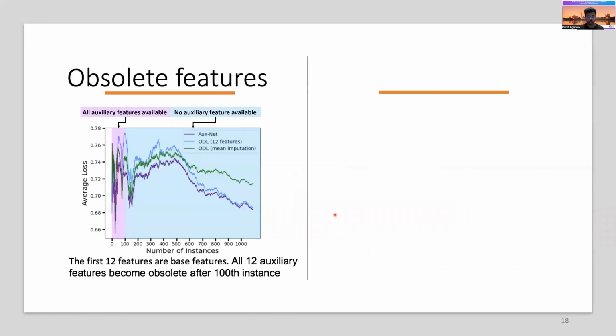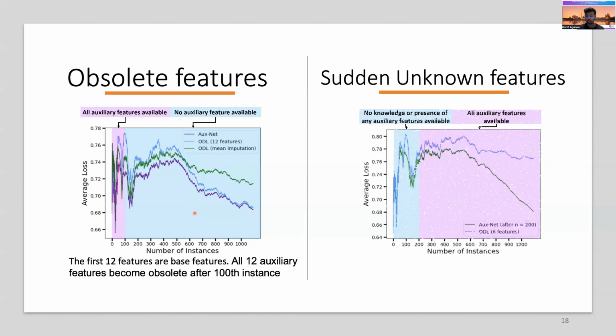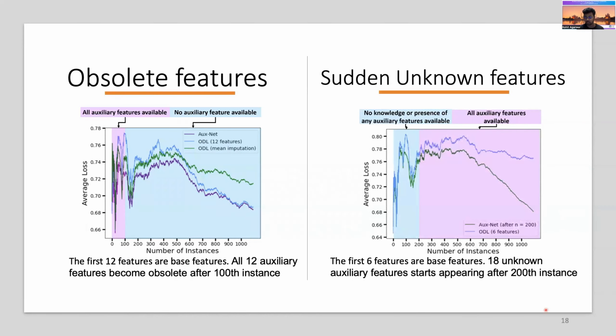Obsolete features. Here, the first 12 features are base features, and the next 12 features become obsolete after 100 instances. We compared Aux-Net with ODL with 12 features and ODL with mean imputation. Since we have a prior, we can do the imputation. In this, we can see that Aux-Net performs better than ODL and imputation. In the case of certain unknown features, the first 6 features are considered base features, and the next 18 features are considered auxiliary features, which start appearing after 200 instances. Since there is no prior, we cannot do imputation. Here we can see Aux-Net performs way better than ODL.